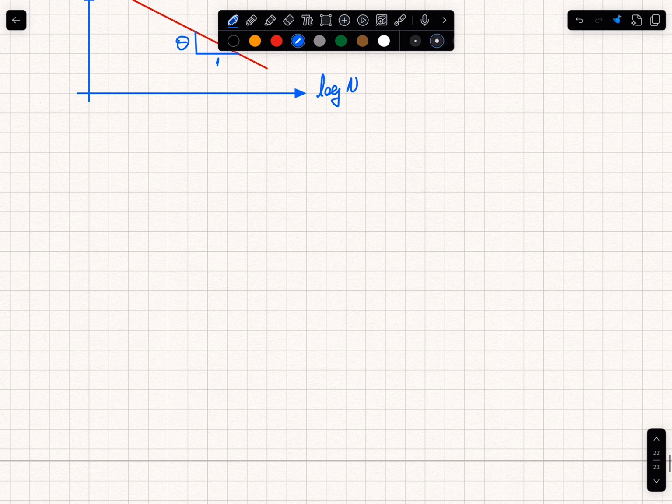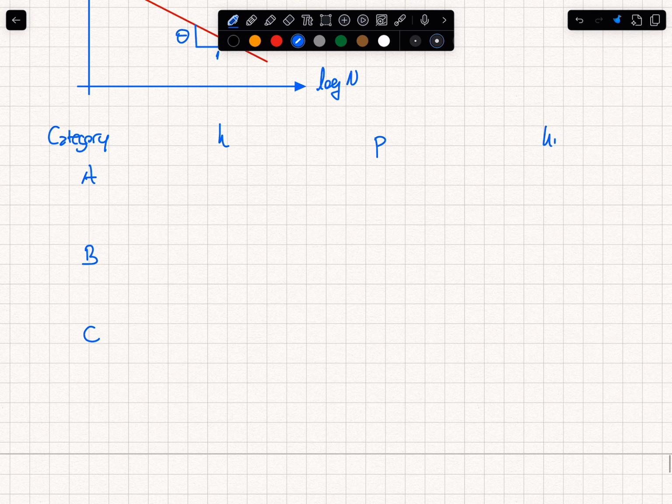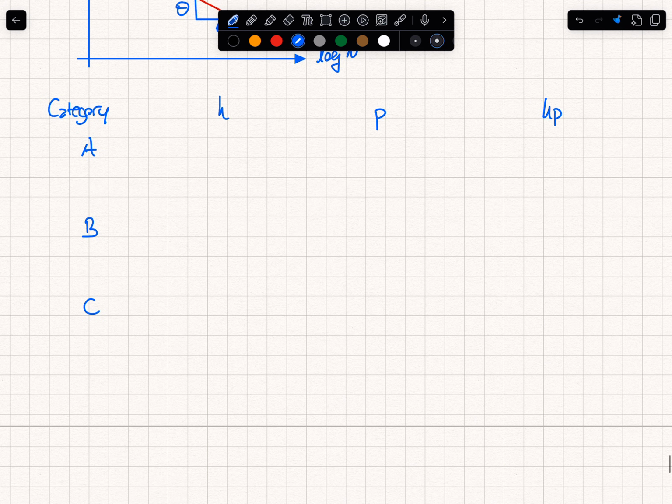So we're going to classify all these in the different categories. So we have category A, category B, and category C. And then we have H, we have P, and we have HP. Well, for category A, remember, smooth problems, nice problems. We get algebraic convergence.